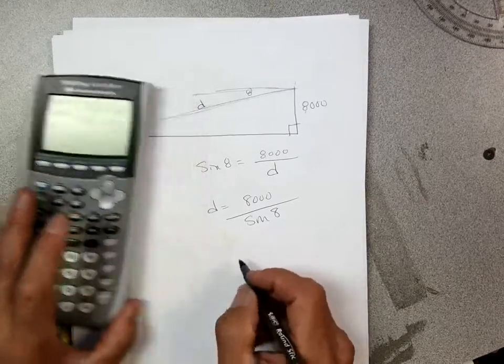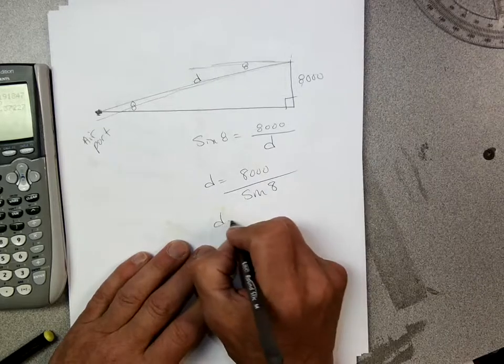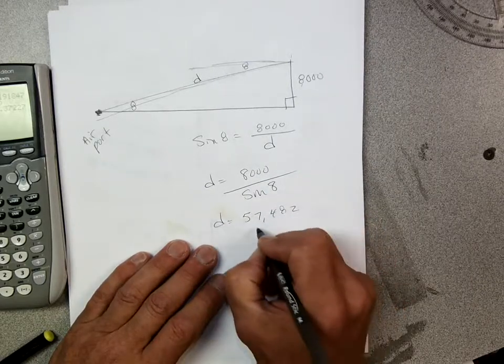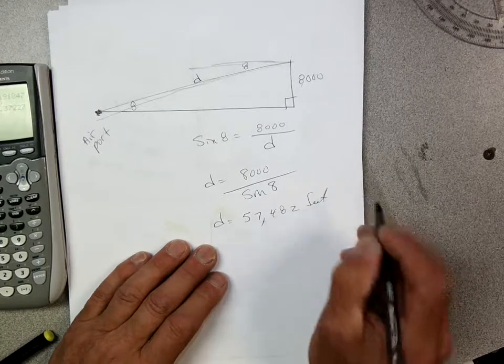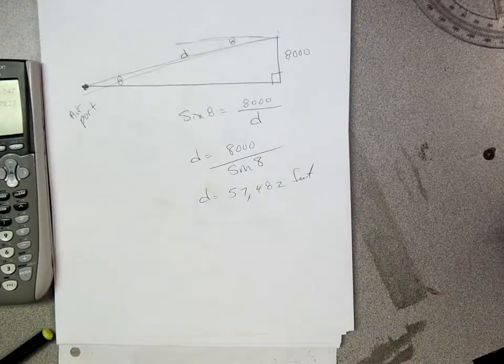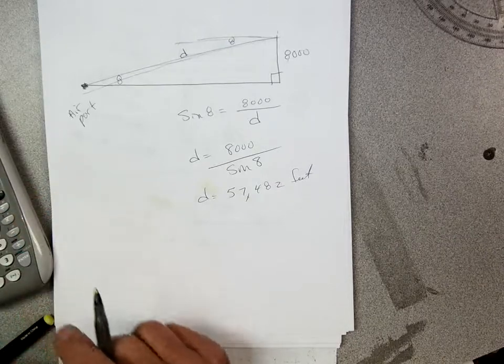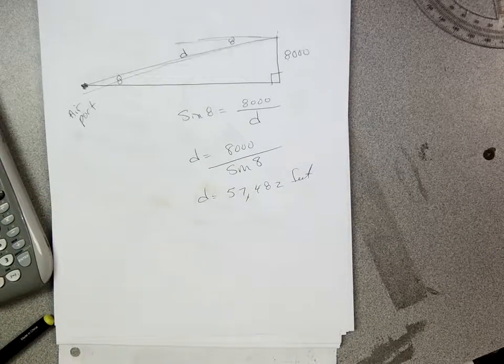And it's a pretty big number, but the airplane's way out there. It's about 57,482 feet away. And in terms of miles, we could divide that by, you don't have to do this, 5,280. Just curious how many miles, but it's about 11 miles out, okay? It's coming in, it's about 11 miles out.